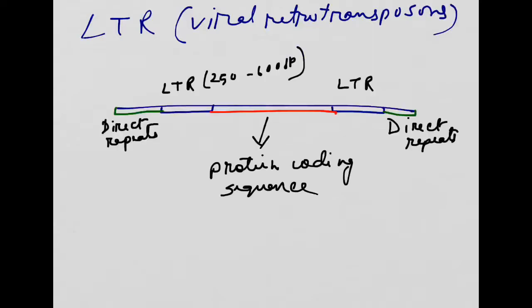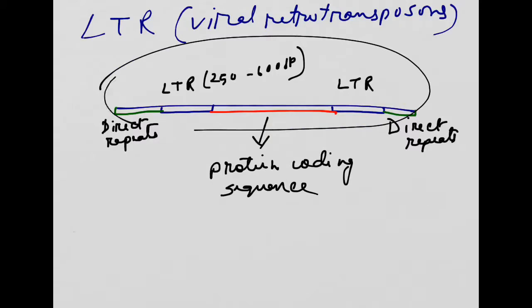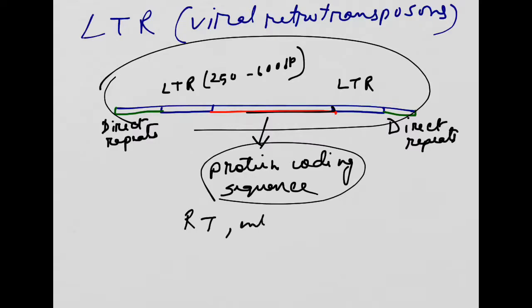LTR retrotransposons are also called viral retrotransposons. LTR retrotransposons will have a structure like this. They will have genes coding for different proteins like the reverse transcriptase enzyme, the integrase enzyme, and other retroviral proteins.